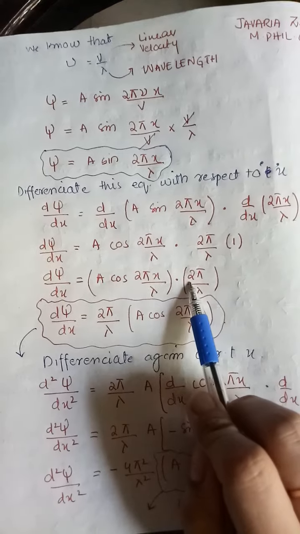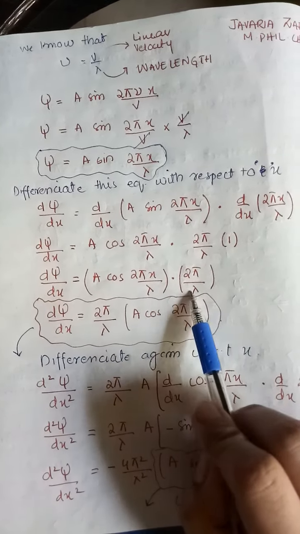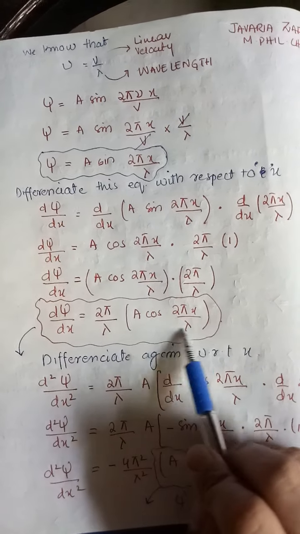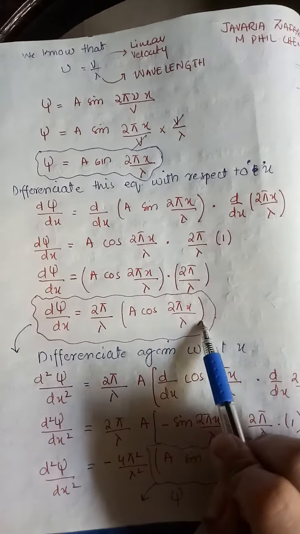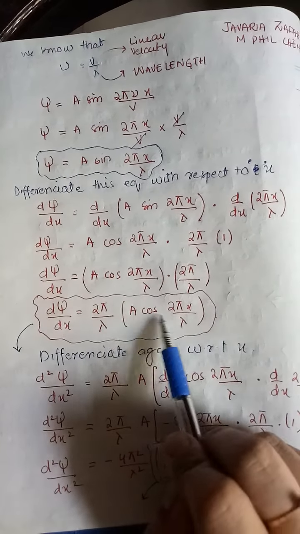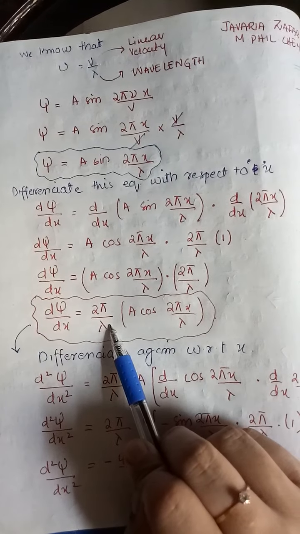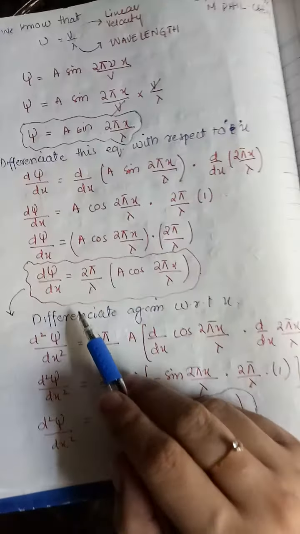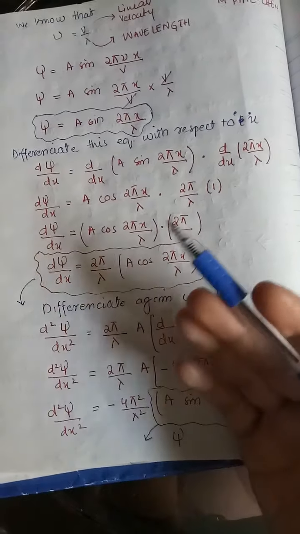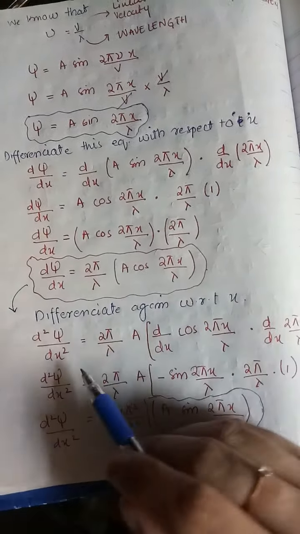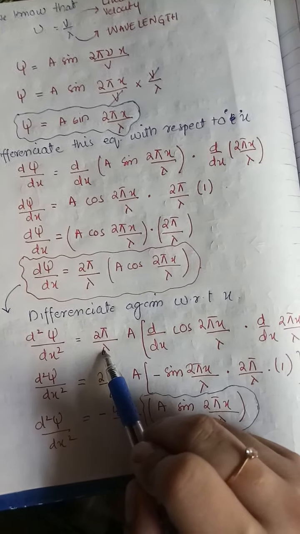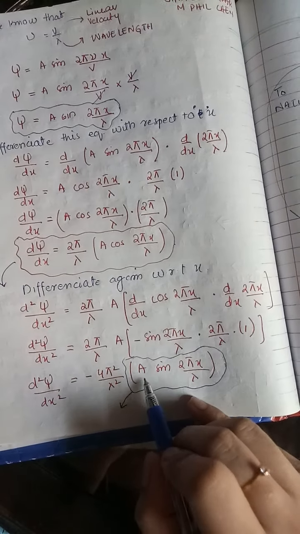We take this 2 pi over lambda, which is the differential of theta. So this product will be equal to this: a cos 2 pi x over lambda here, and 2 pi over lambda here separately. If we differentiate this equation again with respect to x, we have taken the double differential. Again this equation is differentiated, the double differential is taken, and we get the answer.